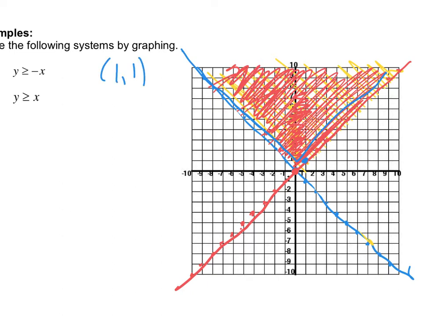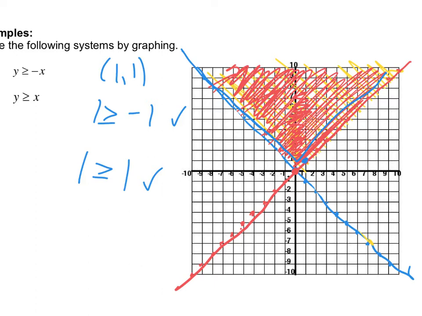these inequalities. So for the first one, y is greater than negative x. Is 1 greater than or equal to negative 1? Is that true? Yep. And then for the second one, is 1 greater than or equal to 1? Yep, so I did it right. So you just pick a point and make sure it works for both.